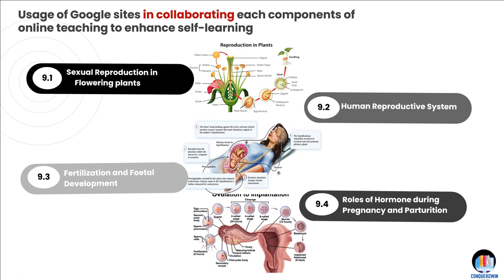Reproduction and development is one of the topics learned by the matriculation students for semester 1. It takes 9 hours to cover the whole chapter, which includes 4 subtopics.